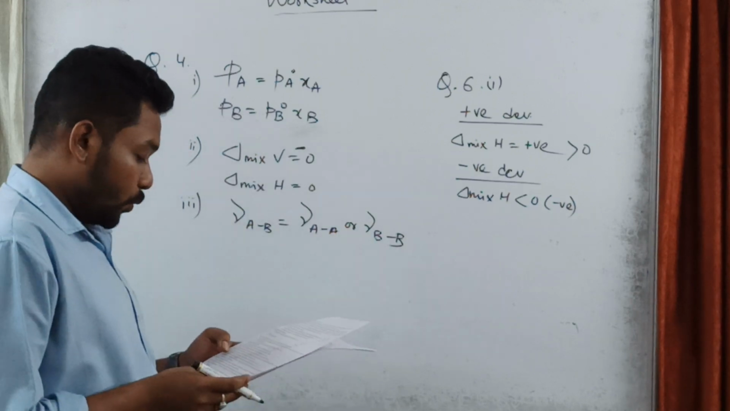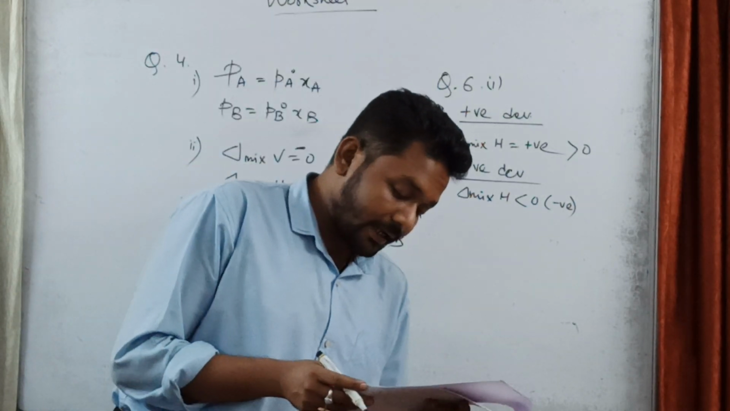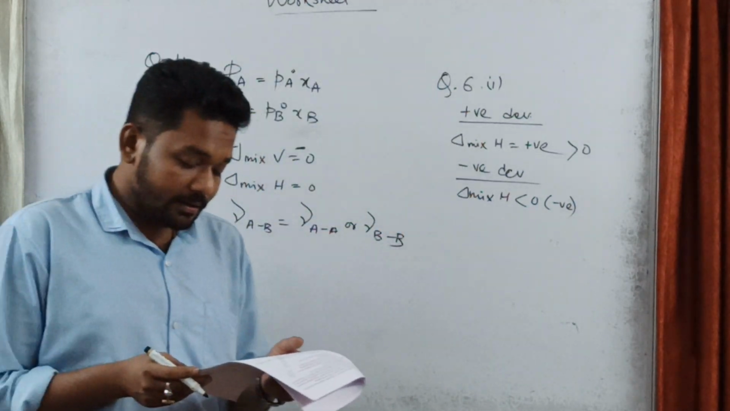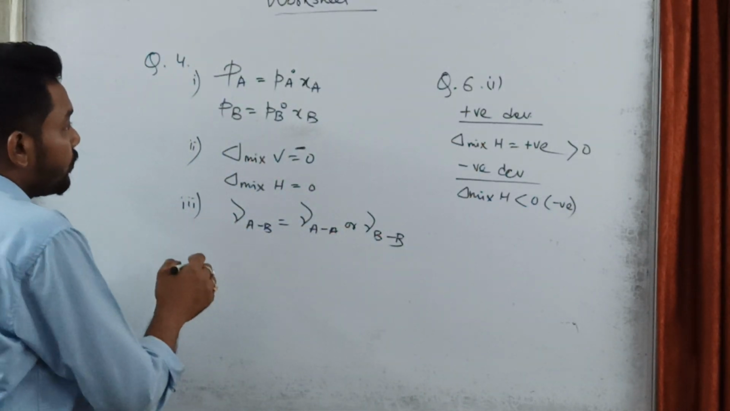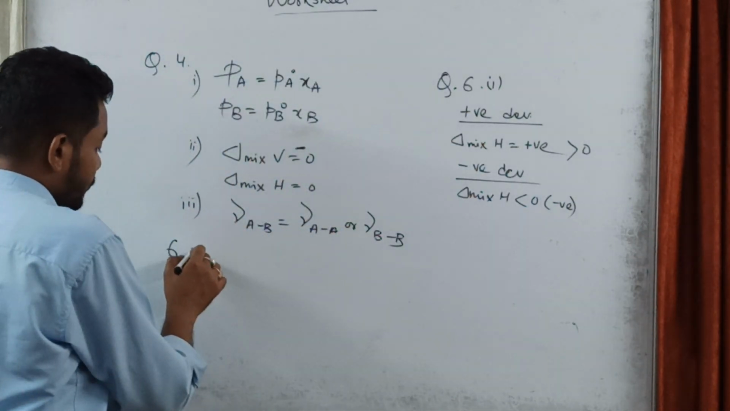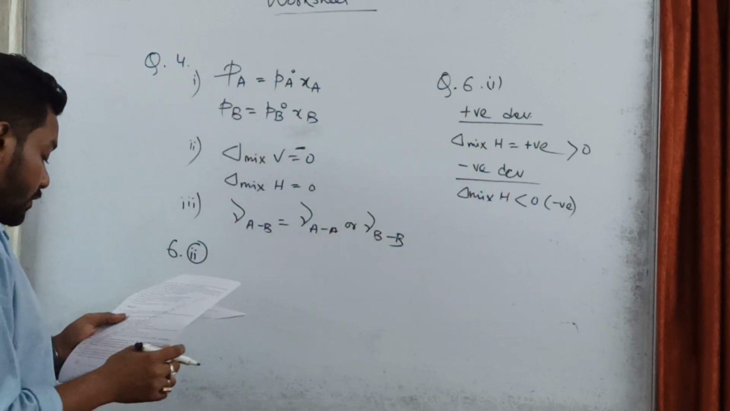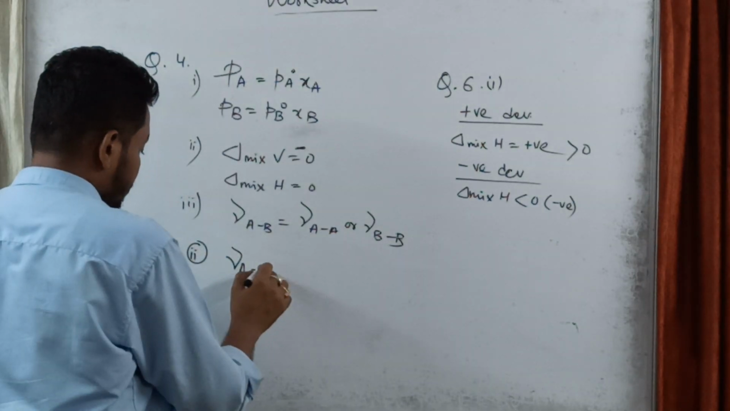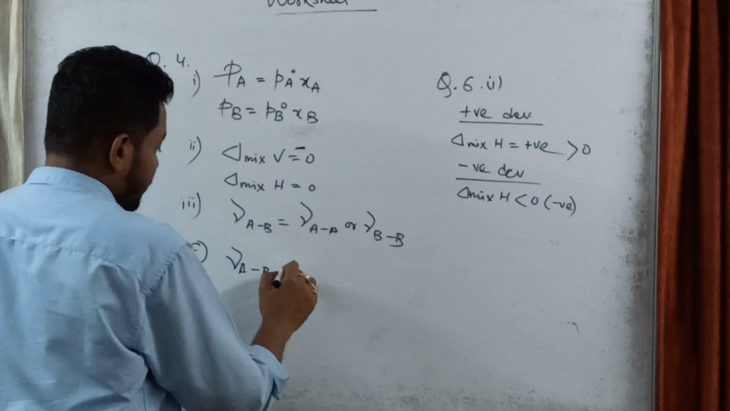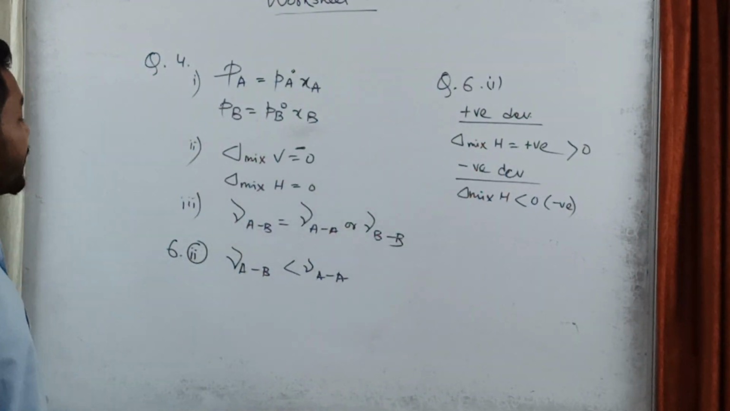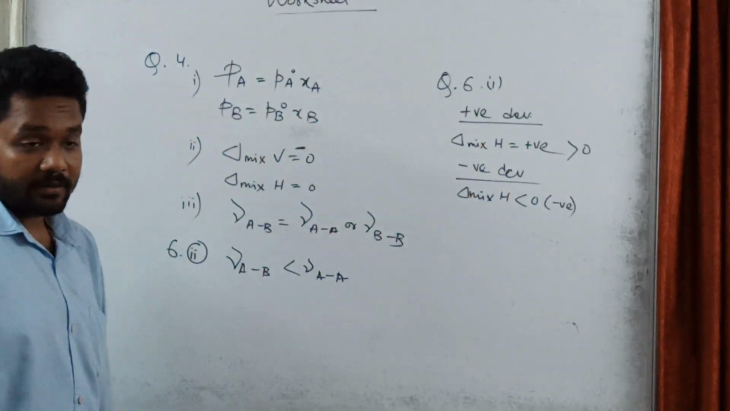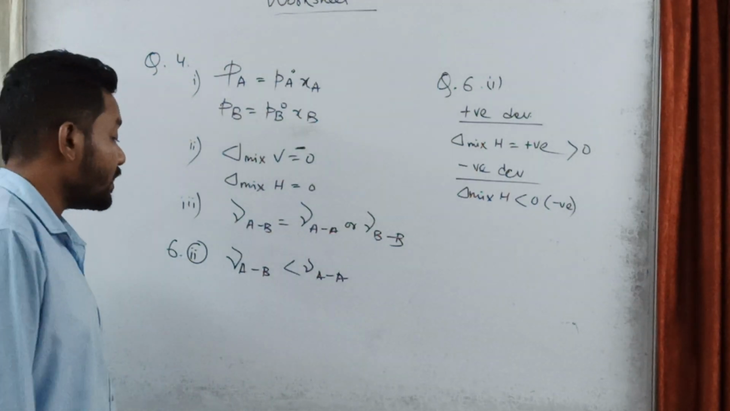Which type of deviation will be shown by the solution where mu AB is less than mu AA? Gamma means that is mu. This is question number 6.2. They are saying mu AB is less than mu AA. That means AB interaction is weaker than AA interaction.